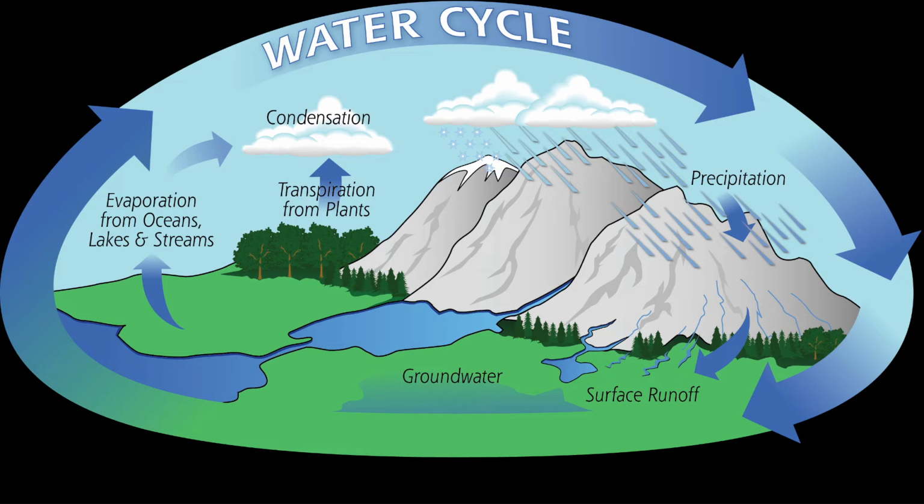It's definitely pretty interesting. Let's go back to that image and we'll better describe this. So, water evaporates from oceans, lakes, and streams, and condensation occurs, forming clouds. Transpiration from plants and trees evaporates up into the atmosphere. Then you have precipitation forming over mountainous regions, flows down the mountains as surface runoff, goes into the groundwater, and then it all starts over again. So it's definitely pretty interesting.